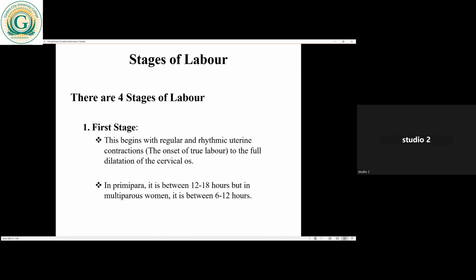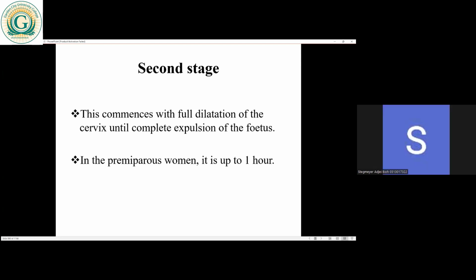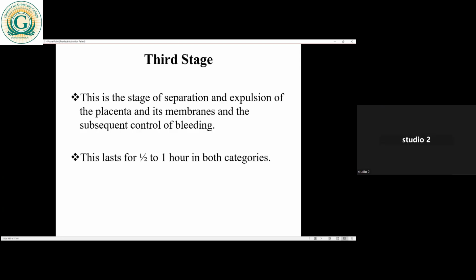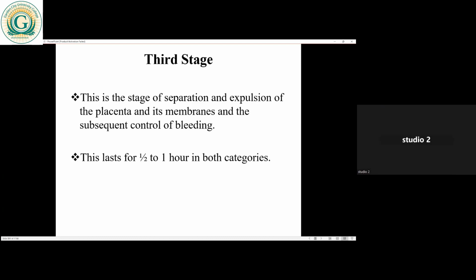Then the first stage has ended. Then we have the second stage of labor. It commences at full dilatation. Immediately full dilatation ends the first stage, the second stage begins. The second stage takes about 1 hour, until the baby is delivered. And then we have the third stage, which is separation of the baby and expulsion of the placenta. That is the third stage. This takes up to 1.5 hours.